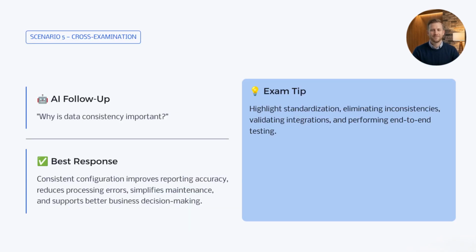AI cross-question. Why is data consistency important? Best response. Consistent configuration improves reporting accuracy, reduces processing errors, simplifies maintenance, and supports better business decision-making. Exam tip. Highlight standardization, eliminating inconsistencies, validating integrations, and performing end-to-end testing.